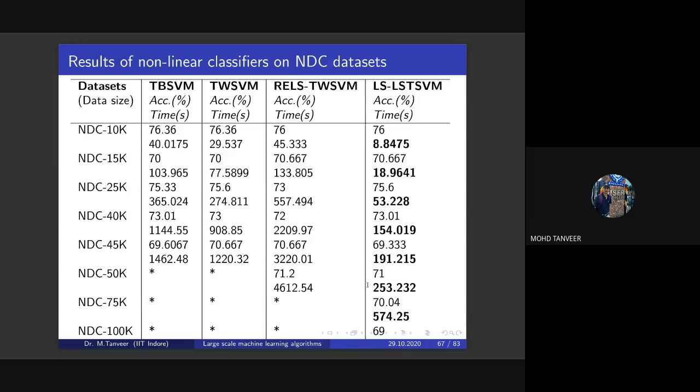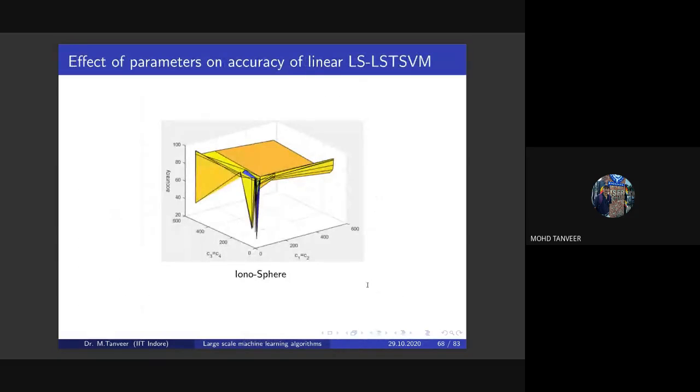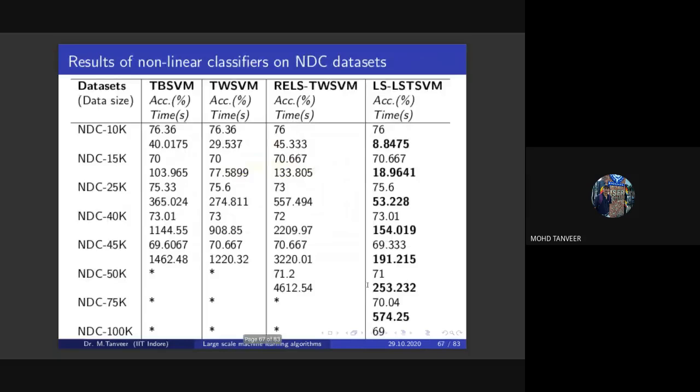So overall, if one is looking for a large scale model, one can refer to this model. The codes are publicly available. One can go through my GitHub repository. You just check my homepage, and you will get it.